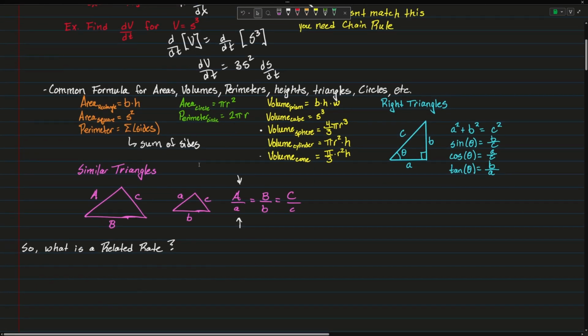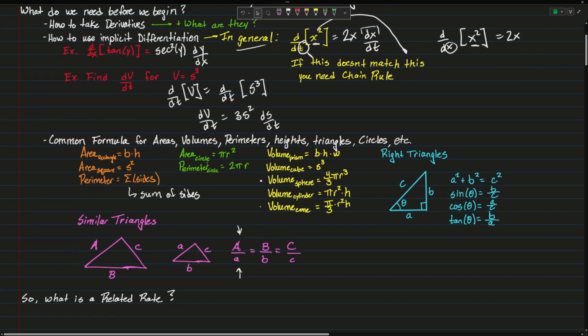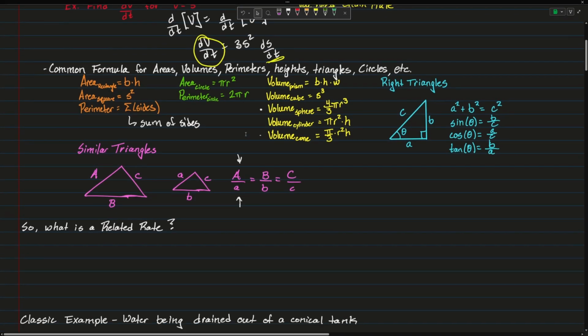So what is a related rate? Well, a related rate is really just a rate that relates to another rate. That's basically it. So what we're going to get are equations where one rate is related to another rate. We're going to get different rates, and we're going to have to solve for one of them.